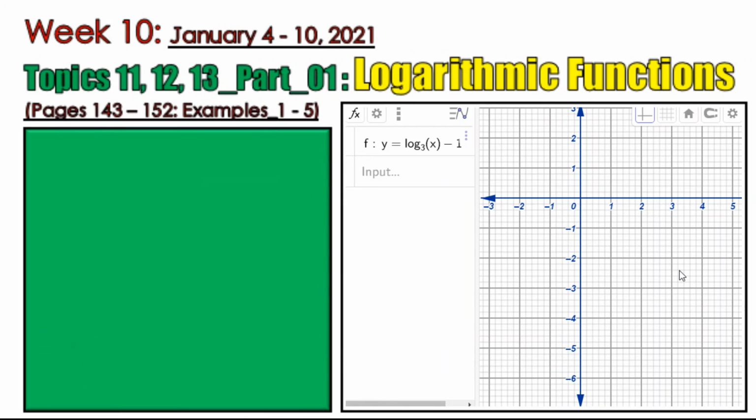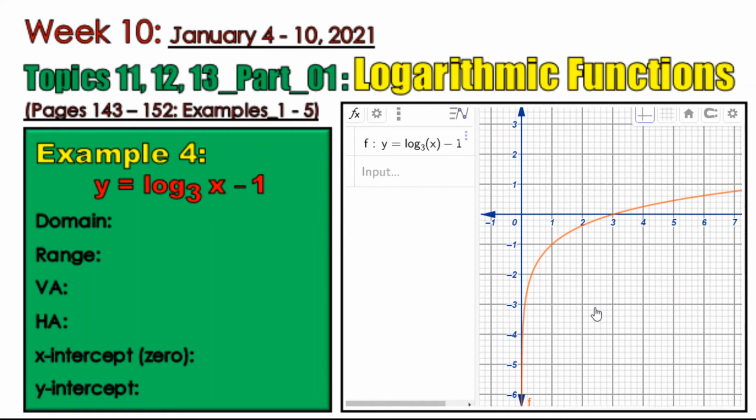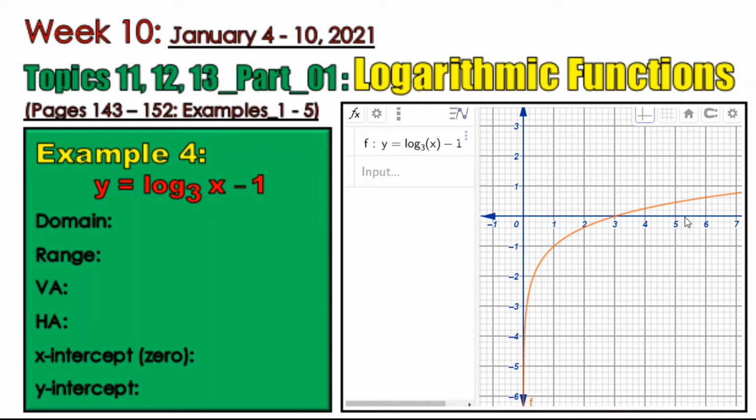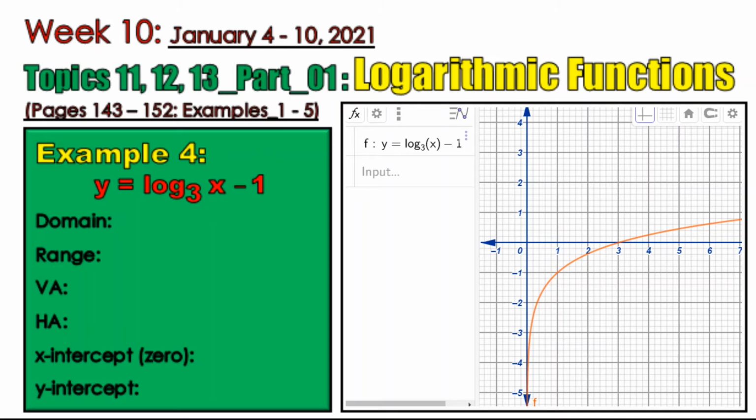So first we will sketch the graph of the given logarithmic function. So this is the graph of y is equal to the logarithm of x to the base 3 minus 1. So what do you think is the domain? Take a look at this graph. The graph is found on quadrants 1 and 4. And what do you think are the x-coordinates of the points on this graph?